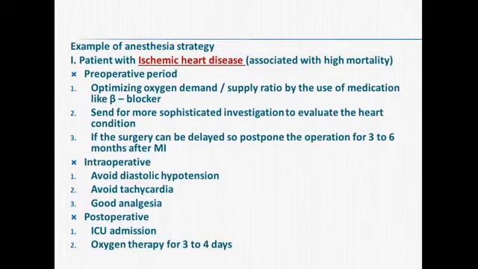We have to give beta blocker to decrease the heart rate, by which we will optimize oxygen demand supply, because, as we know, blood supply to the heart comes during the diastolic phase. In tachycardia, the diastolic phase will decrease, and that will lead to decreased blood supply to the heart, and worsen the case of ischemic heart disease.